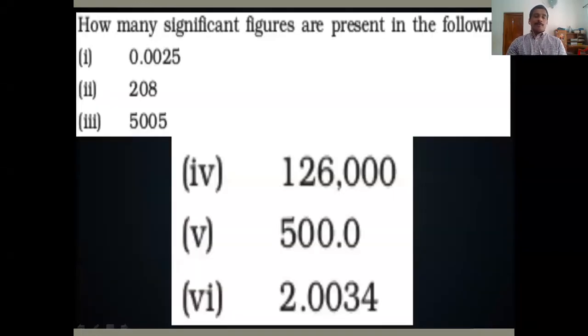Another example. How many significant figures are present in the following? You can consider it as a homework. You may have an idea. The first one, for example. How many significant figures? Only 2 significant figures, because the zeros are before the non-zero digits. Only 2 significant figures. I think it is enough for today.